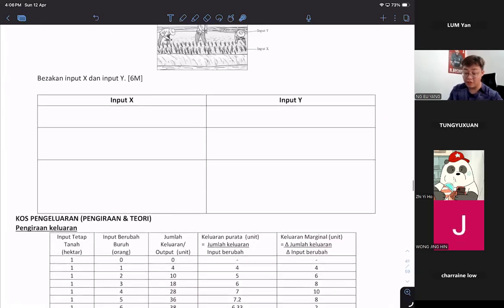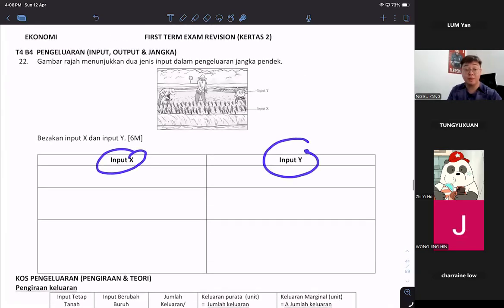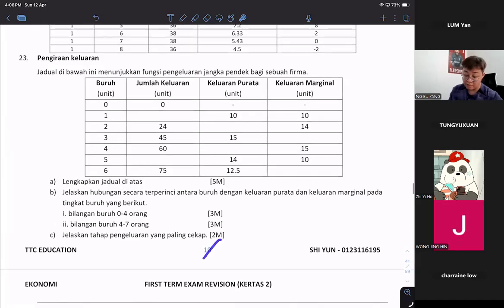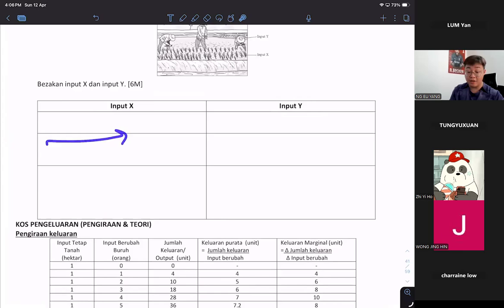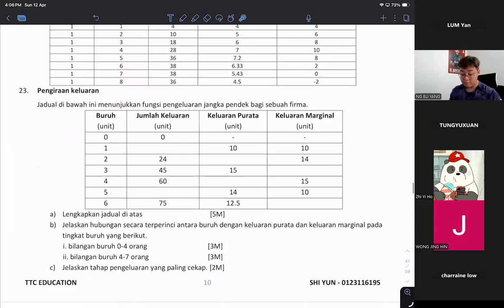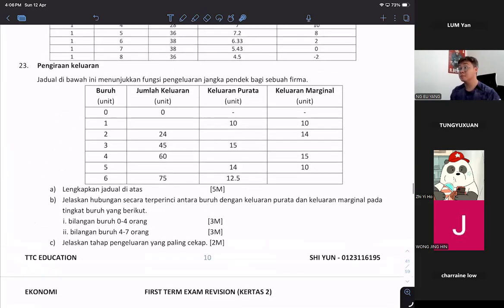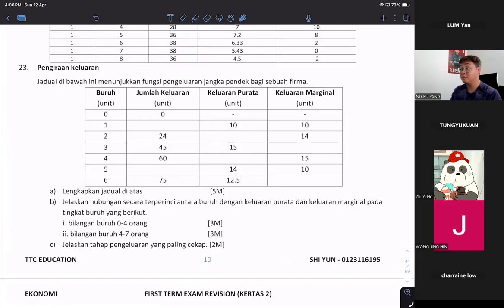Do you guys want calculations for the input tetap, input berubah? Page number 10. You guys want to do the calculation as the last question or the theoretical for input tetap, input berubah? Guys, last 10 minutes. Page 10. Quick. You guys want the calculation that I teach?